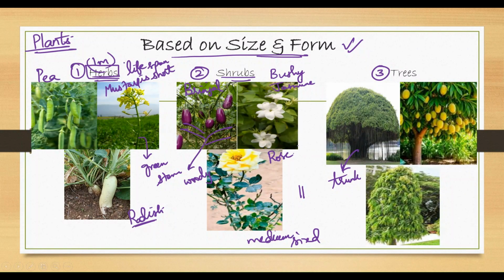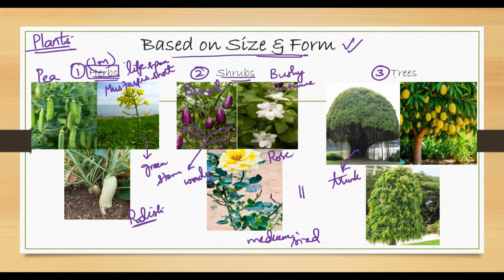Any plant that you find, maybe you can do a simple experiment: go to a garden and see how many of the plants are herbs, shrubs, and trees. How can I say which one is a herb, which is a shrub, and which is a tree? Try to understand. Shrubs are usually bushy and medium sized. Herbs are slightly less in height compared to shrubs. The stem in herbs is greenish, while in shrubs it is woody.